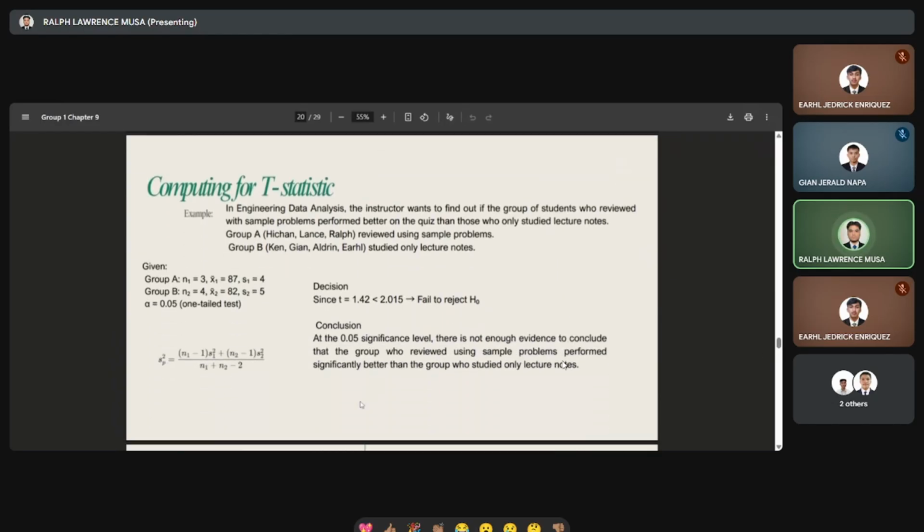The decision would be to fail to reject the null hypothesis since the t, which is 1.42, is less than 2.015. And so the conclusion is at the 0.05 significance level, there is not enough evidence to conclude that the group who reviewed only using sample problems performed significantly better than the group who only studied lecture notes.